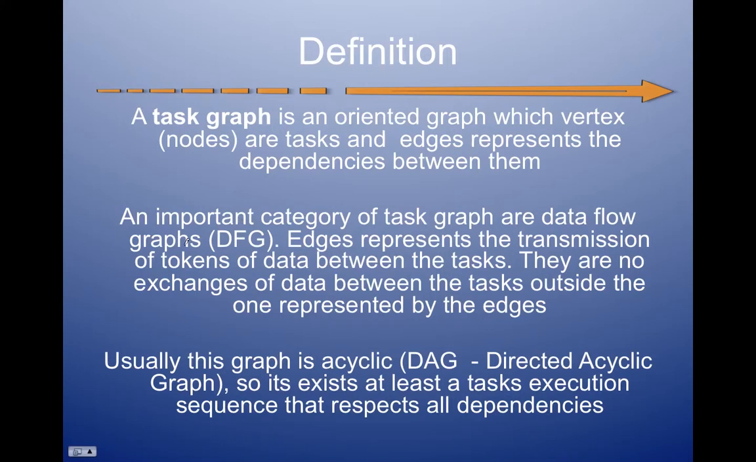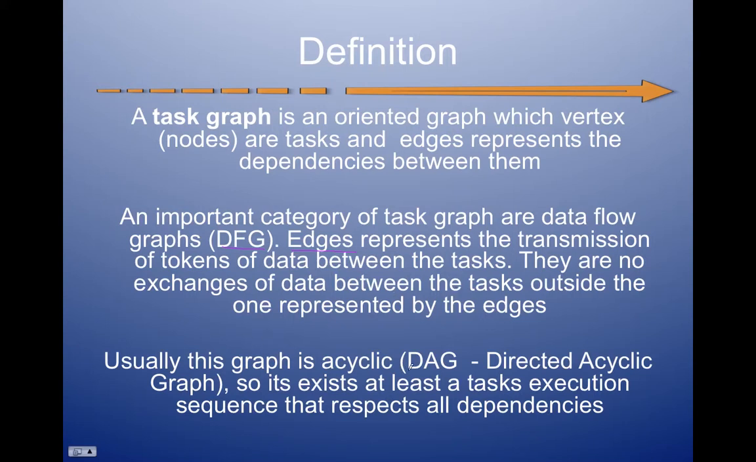An important kind is data flow graphs, DFGs. In this case, the edges represent the transmission of tokens of data between tasks. And there are no other exchanges of data between the tasks outside the ones represented by the edges. That's the important property. So for instance, two tasks cannot share some data using some global variable in this model.